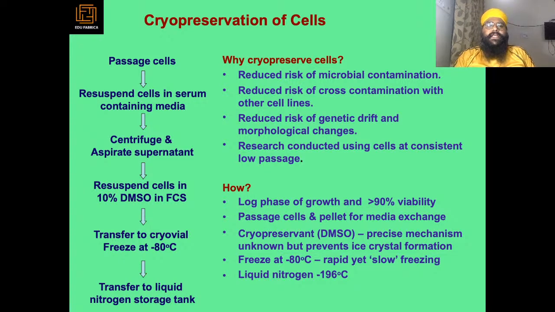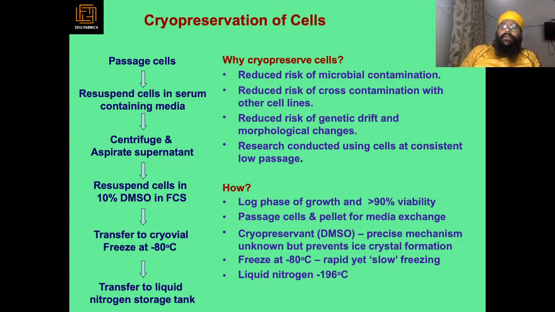You resuspend your cells in containing media, then centrifuge and aspirate the supernatant, then resuspend your cells in 10% DMSO in FCS. So that's the thing which will make your cells freeze. Then transfer to the vials at the -80 degrees Celsius. Transfer to the liquid nitrogen storage tank.